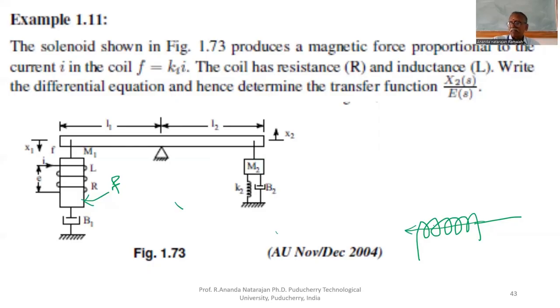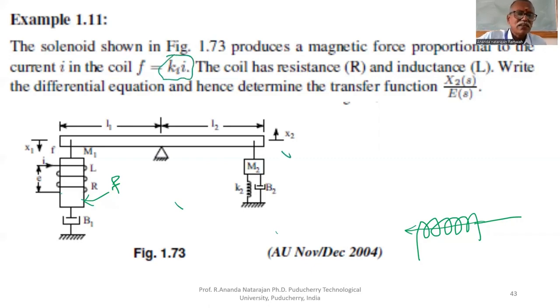Permeability is 800 times less than the air. That's why this iron will move inside. A force is developed. That is sufficient. The force developed in the coil is equal to K1 i.